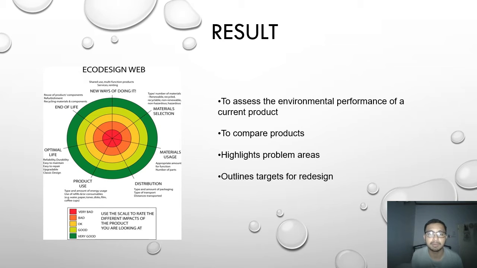With this, we can identify and solve the problem quickly. So the eco design web is a very useful tool to use before we produce a product. And lastly, the eco design web is used to outline targets for design, so we can know the most important targets to redesign in the product, for example material selection, material usage, distribution, product use, optimal life, end of life, and new ways of doing it.